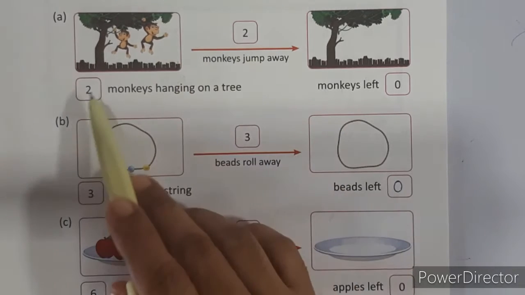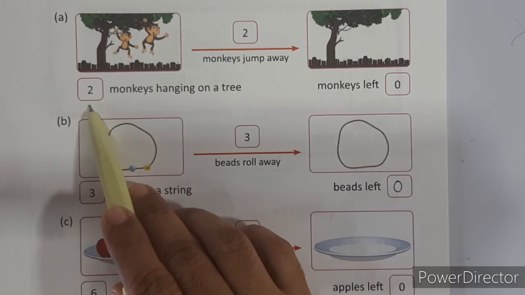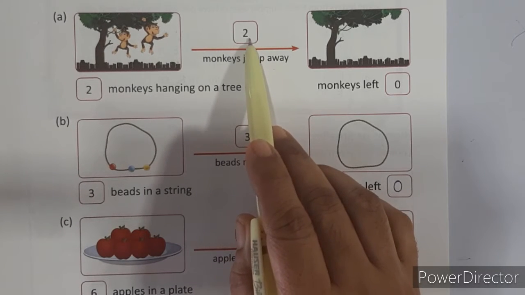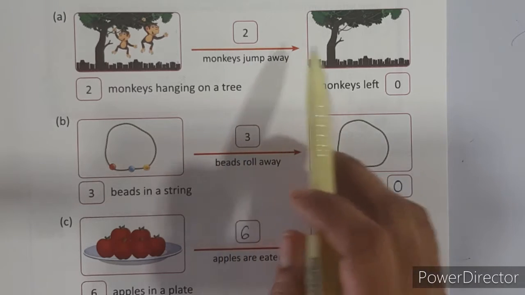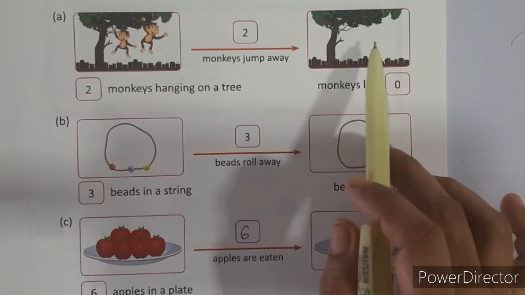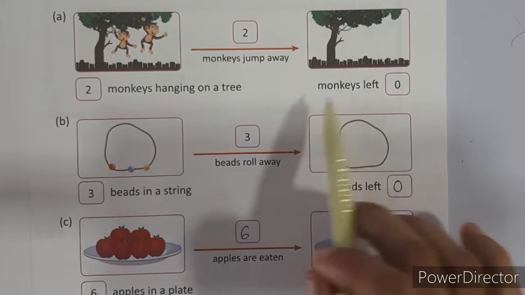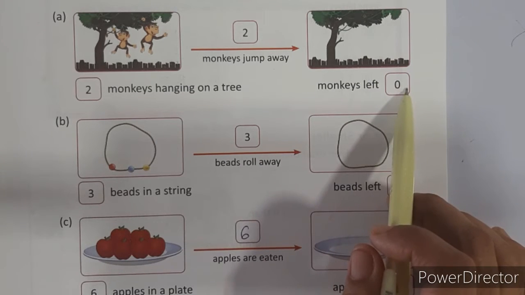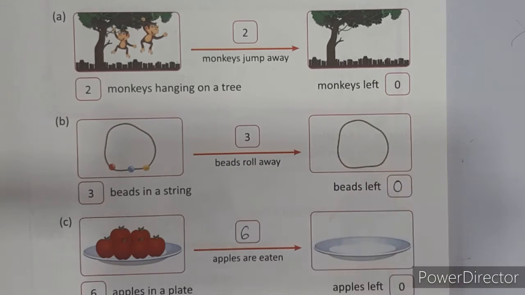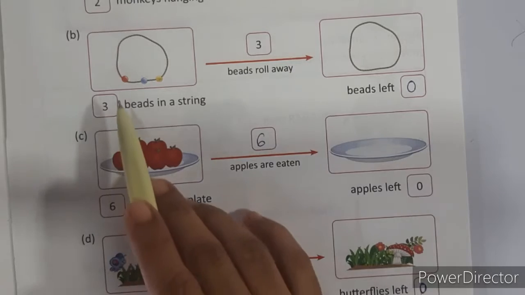So you have written down 2 and then monkeys jump away. How many monkeys jumped away? 2 monkeys jumped away. So here you can see no monkeys are there. So you have left, monkeys left is 0. So no monkeys are there. So you have written 0 over here. So now go for the next picture.